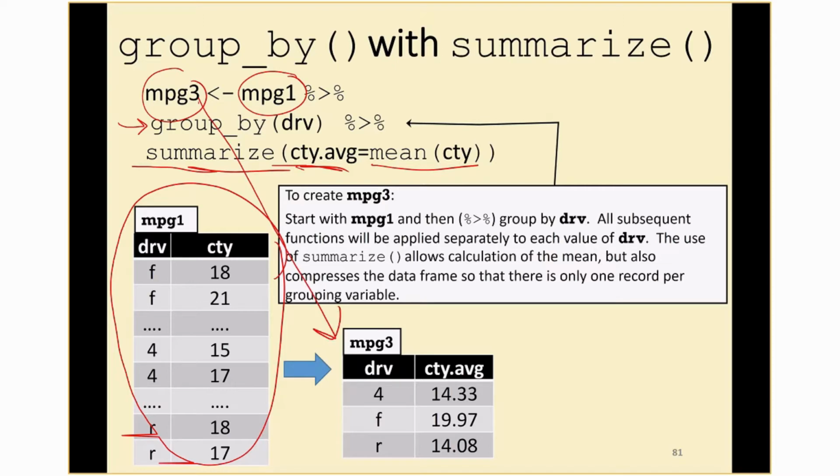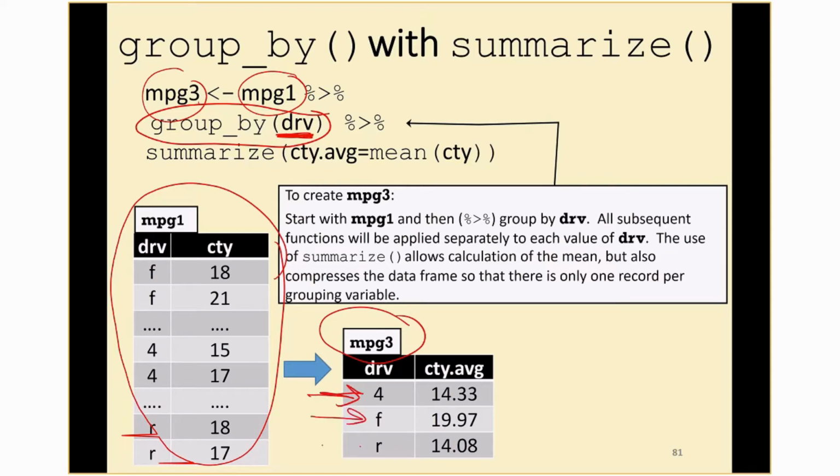One way to think about it is, how many records am I going to have? I'm going to have one record for each value of the grouping variable. So if I group by drive, and there's three levels of drive, how many records am I going to have in MPG3? Only three. 4, F, and R. Because up here, I group by drive, and there's only three different levels of drive.